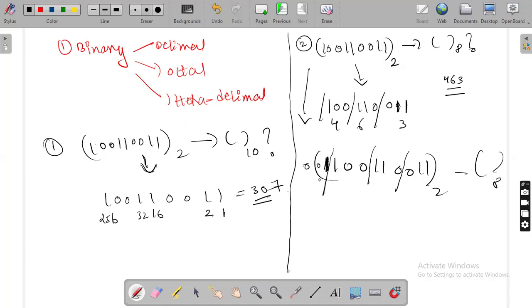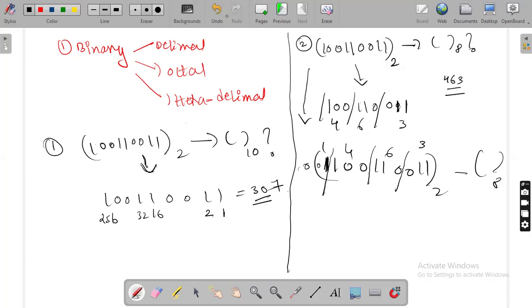If 2 bits are left, then you have to add one extra 0. That's it. So here 3, 6, 4, 1. 1463 is the answer. Getting my point? Yes or no?